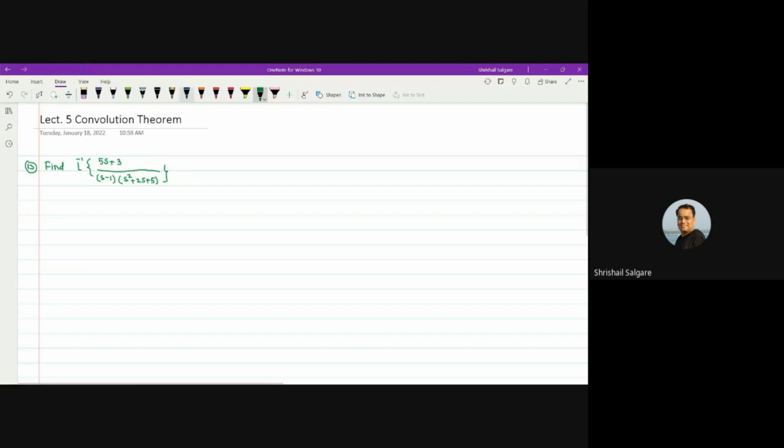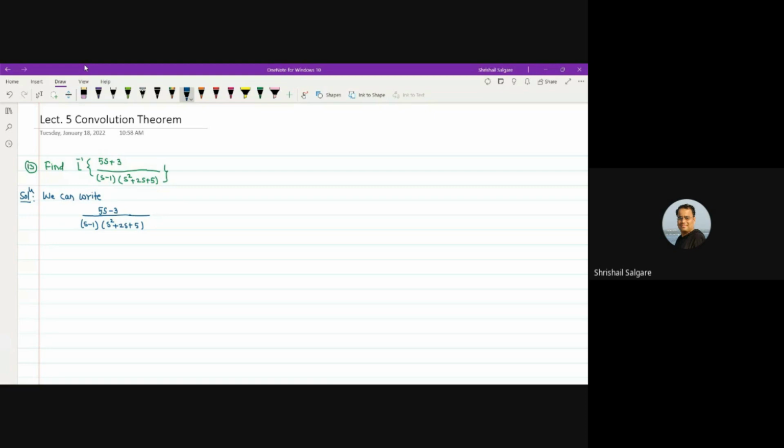Okay, now I will consider the given function. Once again, one thing you can notice: the degree of the numerator is 1 and the degree of the denominator is 3. So by the partial fraction method, we can write the term (5s − 3) divided by (s − 1)(s² + 2s + 5).